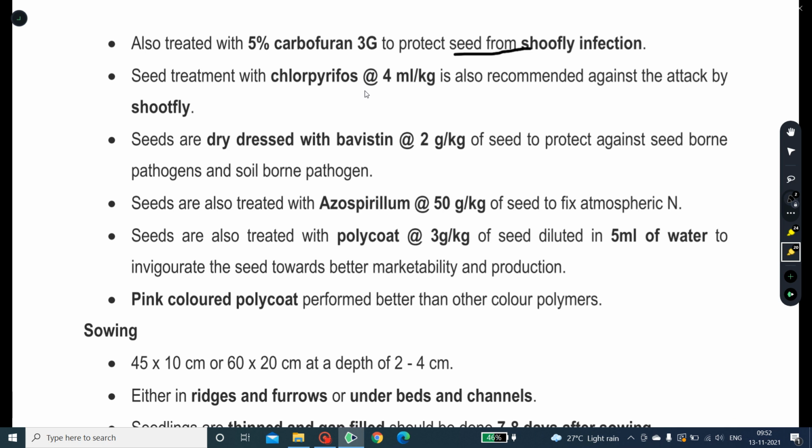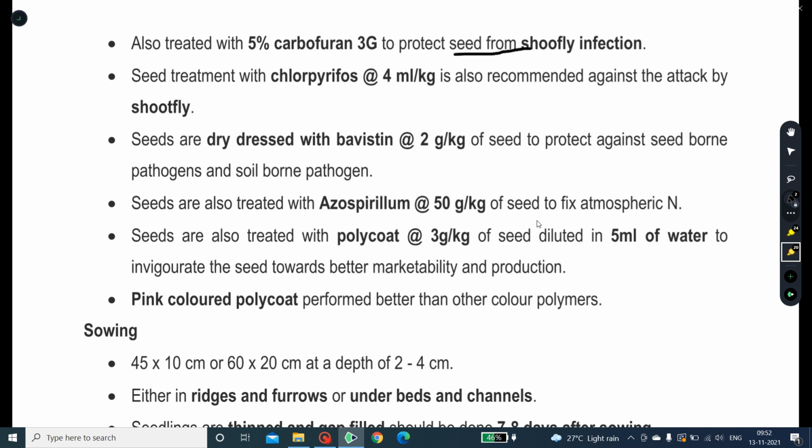And the seeds are dry dressed with bevistine 2 gram per kg of seed to protect against seed-borne and soil-borne pathogens. And seeds are treated with azospirillum 50 gram per kg of seed to fix atmospheric nitrogen. Any one of these treatments or a combination of treatments is adopted for better productivity.